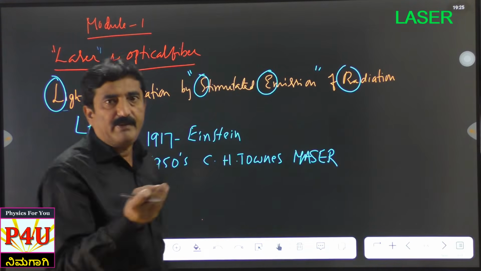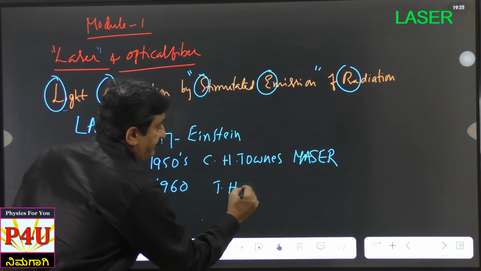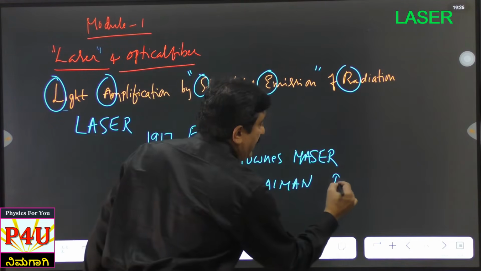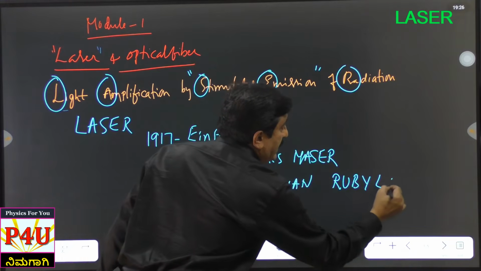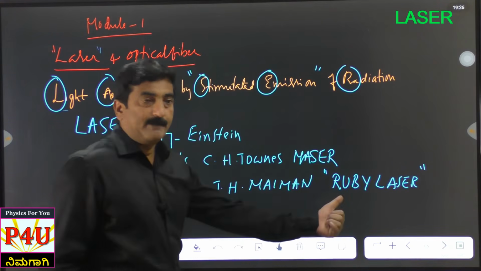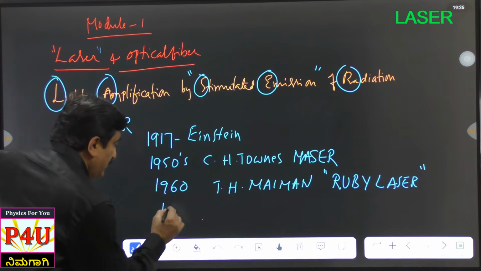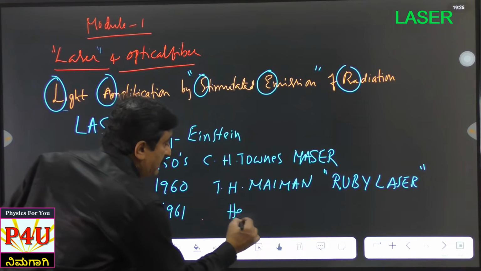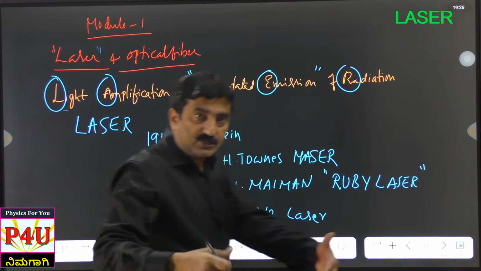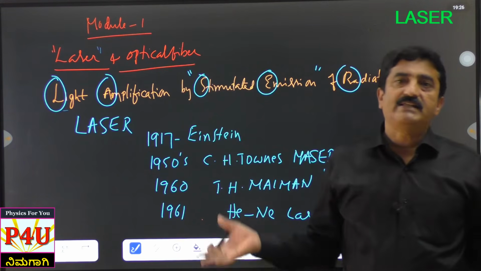And within no time, maybe 8 to 9 years, that was around 1960, T.H. Maiman, another physicist, came out with a laser device called the Ruby laser. So this is the first working laser, the Ruby laser. This is the beginning of laser. And after 1960, within no time, in 1961, the helium neon laser came out. Almost every year people started designing lasers of different types. Now today we have so many lasers around us.